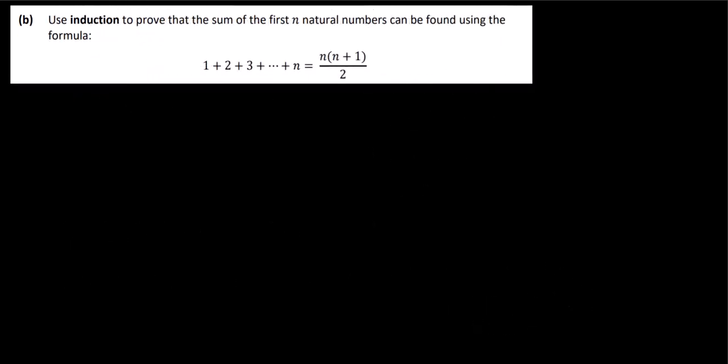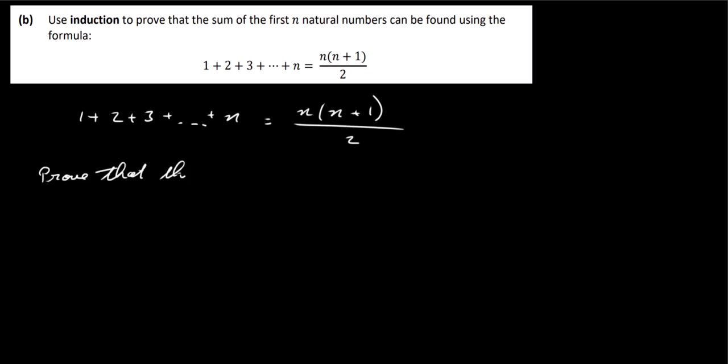Okay, so this is part B. Use induction to prove that the sum of the first n natural numbers can be found using this formula here. So we have 1 plus 2 plus 3 plus up as far as n is equal to n times n plus 1 over 2.